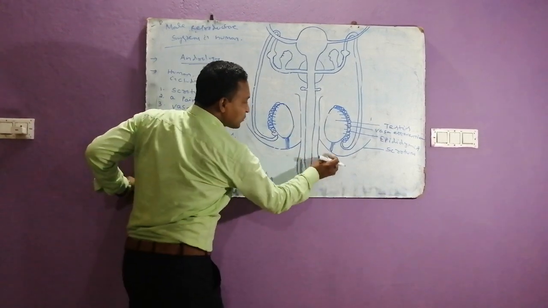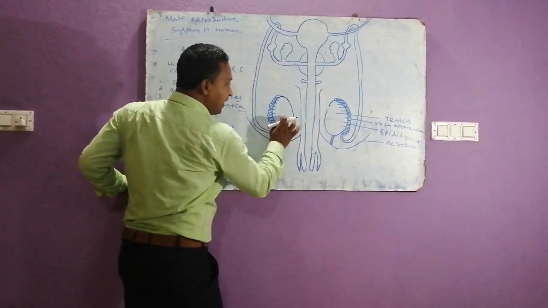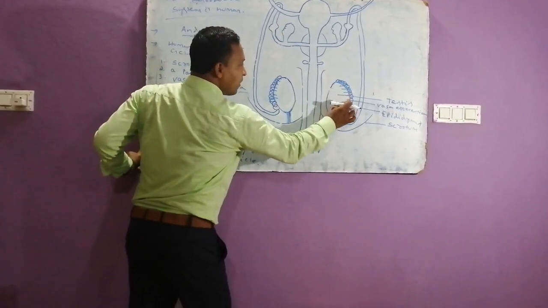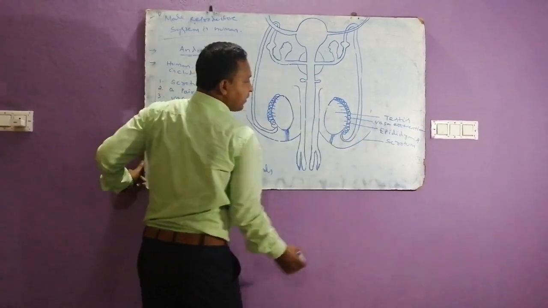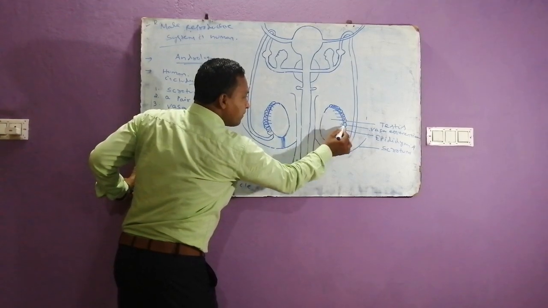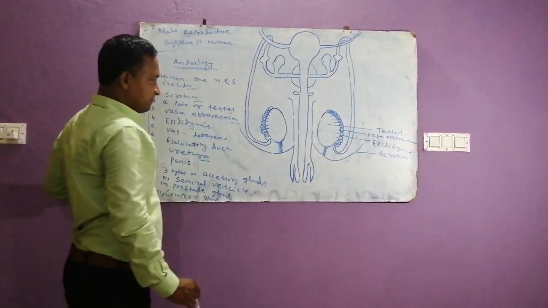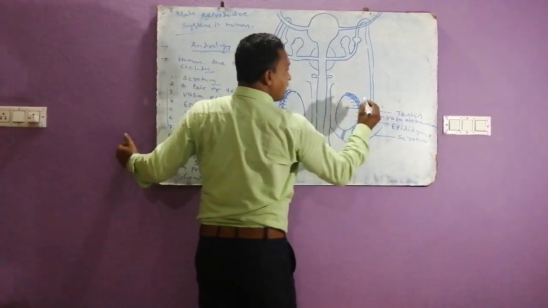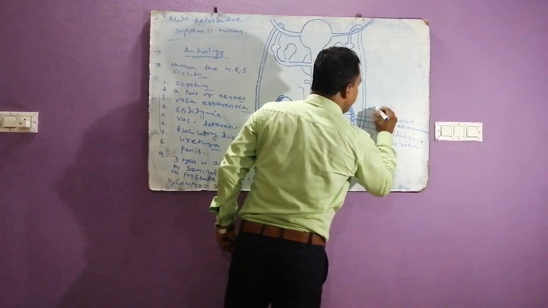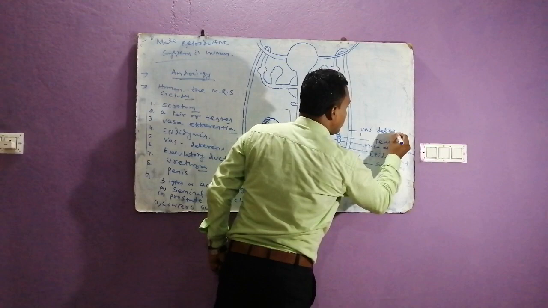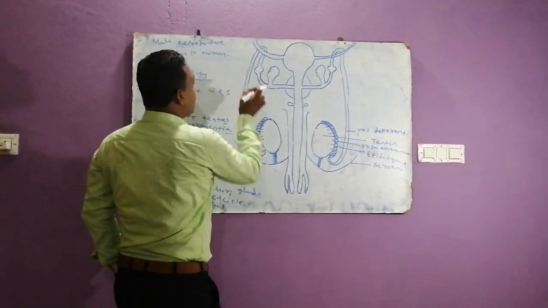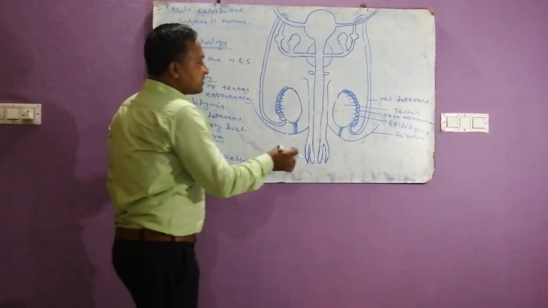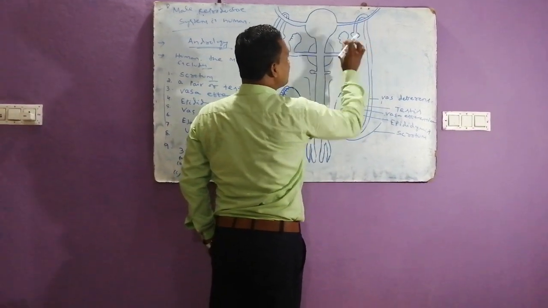Here, this one is the scrotum, this one and this one. And this is a pair of testes. From the testes, small ducts, we can call them vasa efferentia. These vasa efferentia are combined to form the epididymis. Next, from below the epididymis, on this side and this side, another duct arises. We can call that vas deferens. The vas deferens moves in this way, this way, and this way.